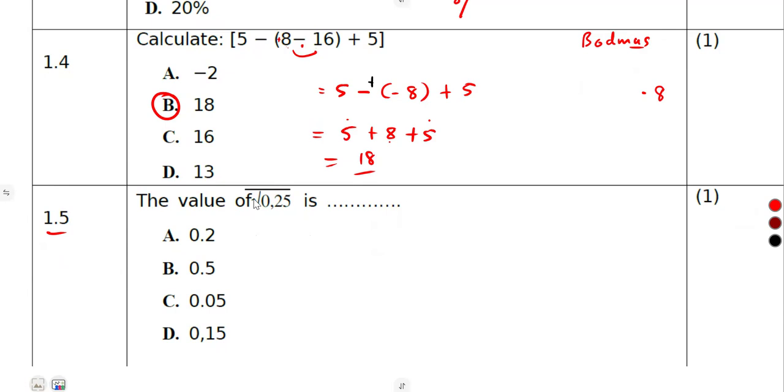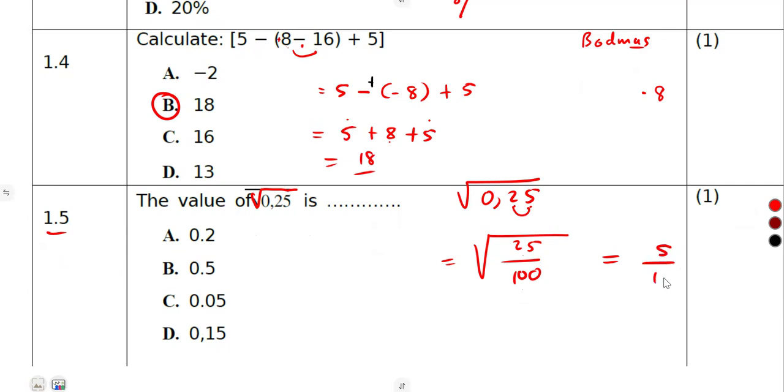1.5, the value of the square root of 0.25 is what? 0.25 can be written as 25, the whole number, over what? How many decimal places after the comma? 1, 2, so over 100. So we can determine the square root of 25 on its own, which is 5, and the square root of 100, which is 10. So since you're dividing, just move the comma one place to the left. So that's 0.5.